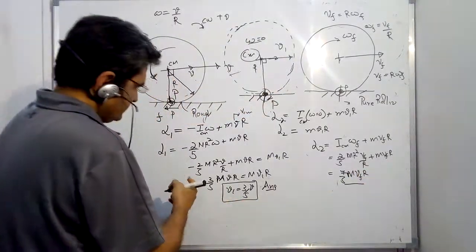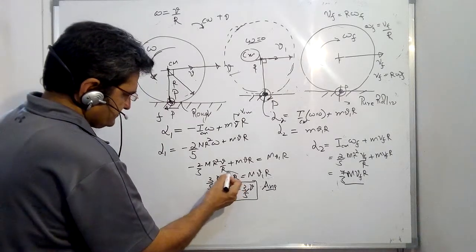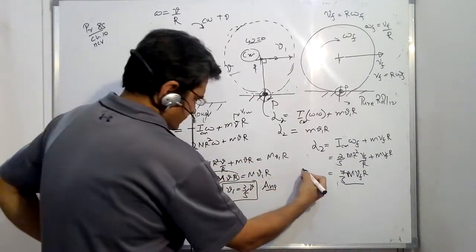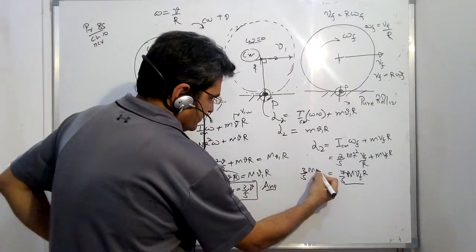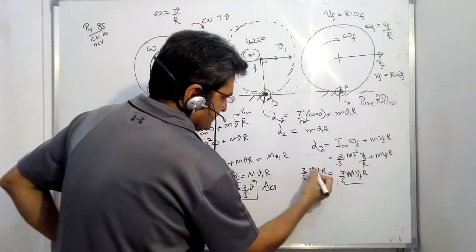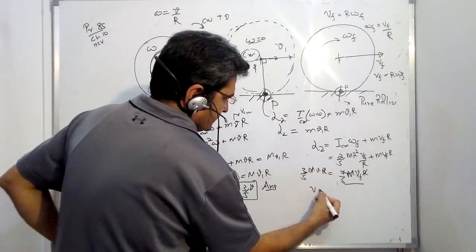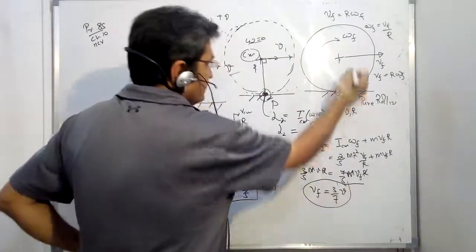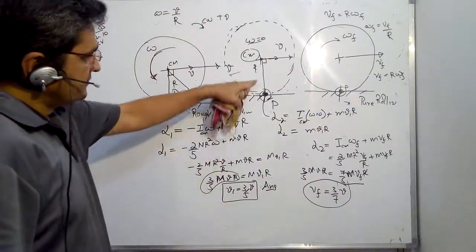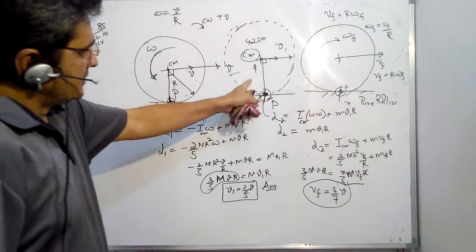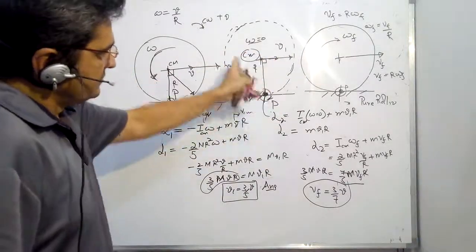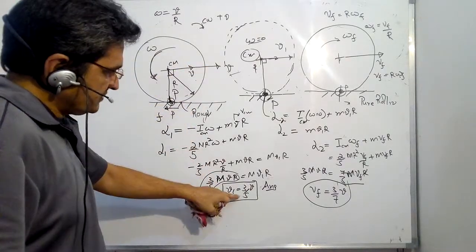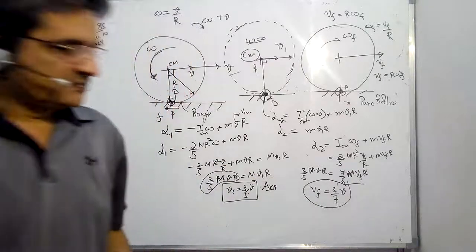This has to be equal to the initial angular momentum, which was 3 upon 5 M V R. Initial angular momentum about point P. So it is 3 upon 5 M V R. So M gets cancelled, R gets cancelled. So V final will be 3 upon 7 V. So this is the final velocity when the pure rolling starts, and this is the velocity when the rolling just stops, and the rotation is about to begin in the clockwise direction. And you can see the velocity is falling. It was V, it is 3 upon 5, now it has further fallen to 3 upon 7.